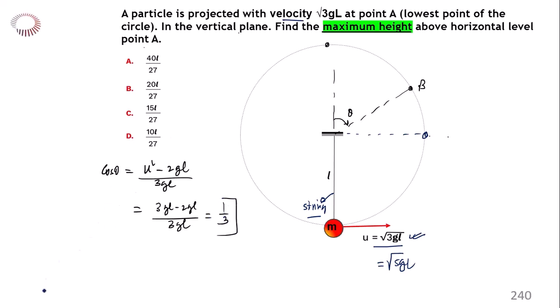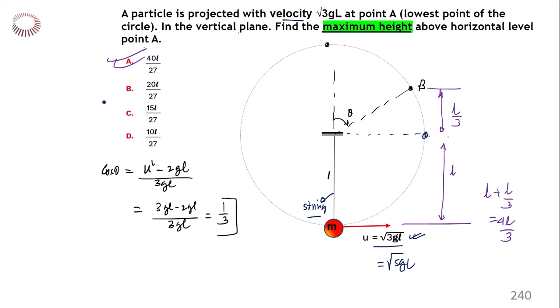Now you are asked to calculate the height between these two points. How much height will it rise? This height is basically L cos theta, and L cos theta means L by 3. And another height L is there. So the total height should be L plus L by 3, which means 4L by 3. So it will rise up to a height of 4L by 3 from the lowest point. So this is the answer.